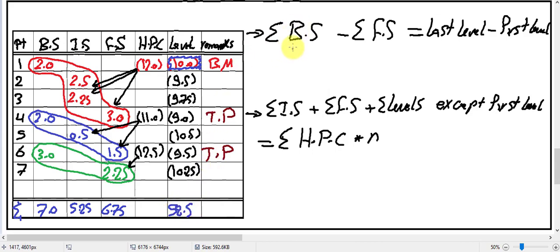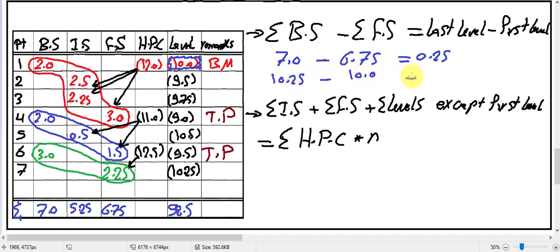Let's try the first equation. Summation of backsight is 7. Summation of foresight is 6.75. The left hand side equals 0.25. The right hand side: the last level is 10.25 and the first level is 10 meters, so it equals 0.25. The two sides are equal, so this check is okay.